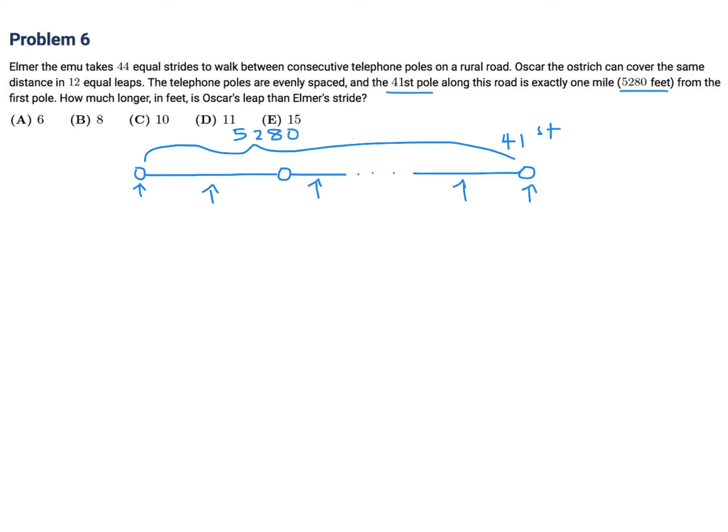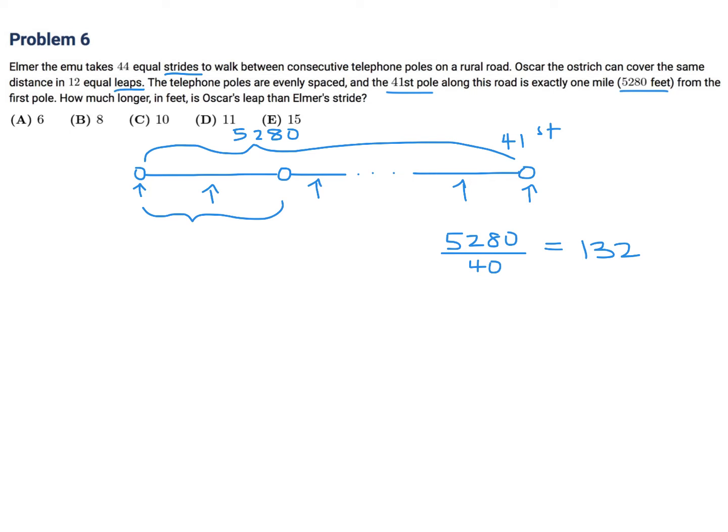Now, to get the distance from one pole to the next, since they're equally spaced, we just have to take 5280 and divide by 40, because there's 40 of those spaces. There's 41 poles, but 40 spaces. So this is a nice whole number, 132. Okay, so that's a good indication that we're in the right direction here. Now we've got to figure out the distance for Elmer's strides and Oscar's leaps.